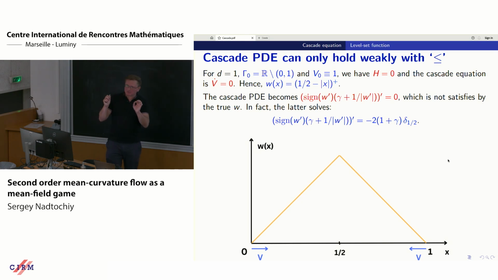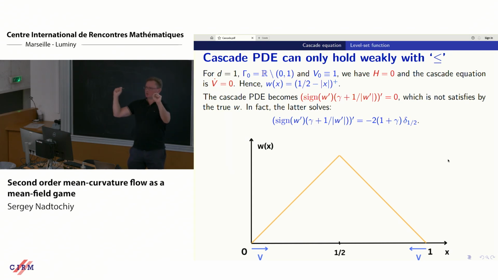And physically, what happens here is that you can think, again, I'm not pretending that it has physical meaning, but you can think of the quantity gamma plus 1 over the gradient of W, the normal with the gradient of W, as energy. And when the two points meet, it's like there is no boundary anymore, right?